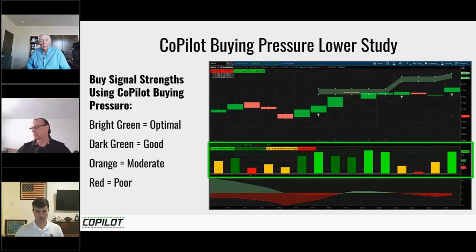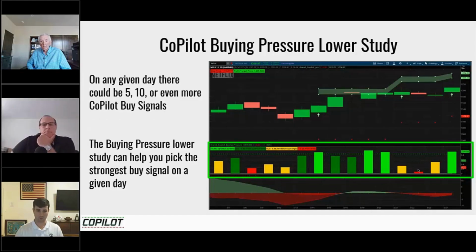And then, of course, when you see red and a really short candle, that's going to indicate that the stock, while there may be a buy signal on that day, if you look here, we have a tall green bar, so that's really solid. But if we had a red bar there, even if we had a buy signal, say, on this day right here, it would not be among the strongest of buy signals that day.